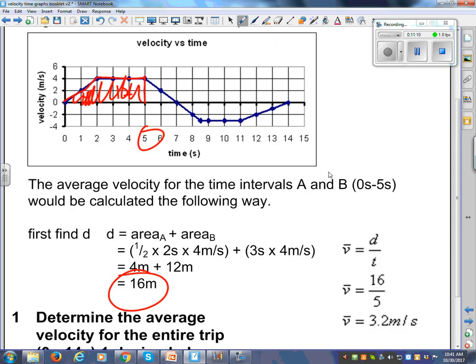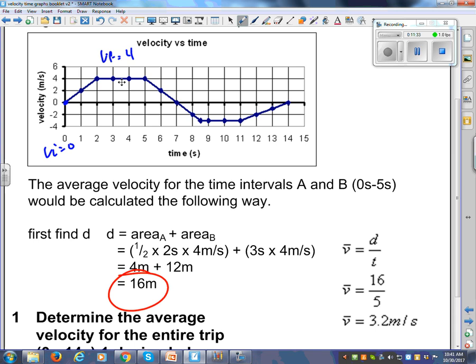Okay? Now if you look at this, here's a common misunderstanding. People will say, well, the initial velocity was 0, right? The initial velocity was 0, and the final velocity was 4, right? We ended there. Final velocity is 4. Well, the average of 0 and 4 is 2, Mr. Bennett.